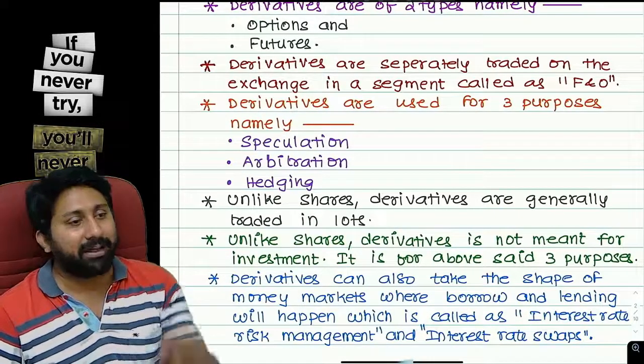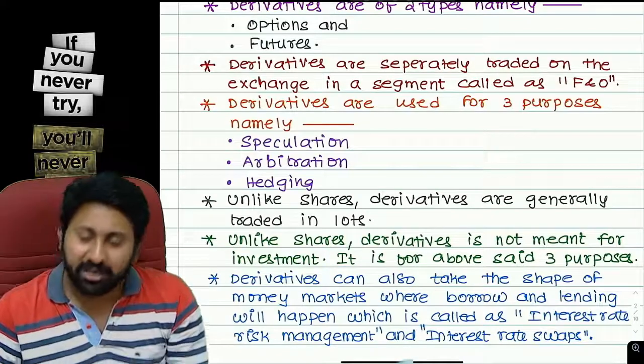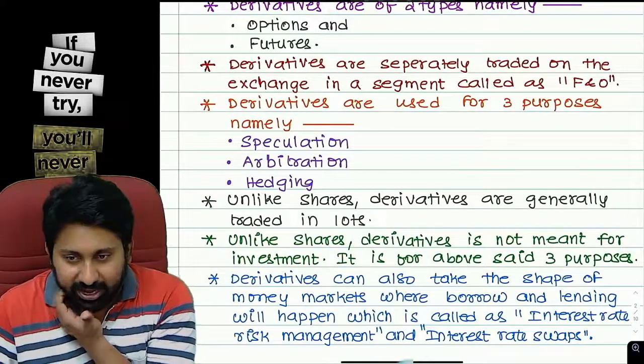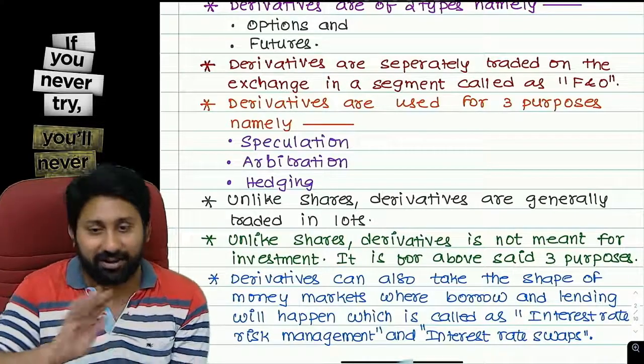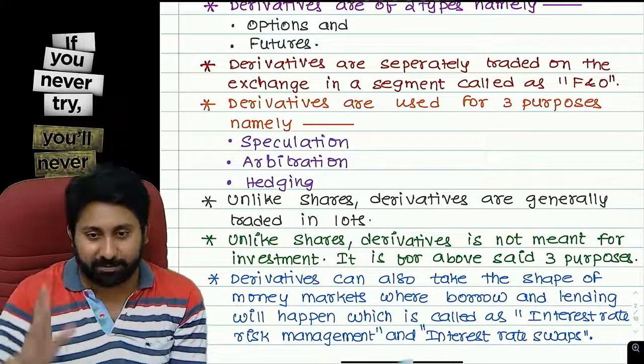Next, unlike shares, derivatives are generally traded in lots. Means you can't buy one share or two shares in an option. In bulk you need to do anything. Unlike shares, derivatives are not meant for investment. They are for the above said three purposes only.